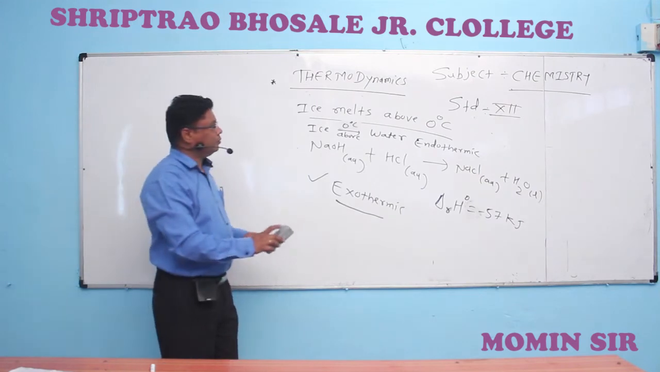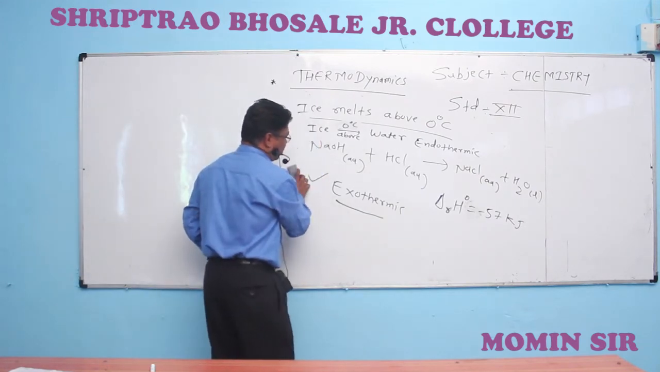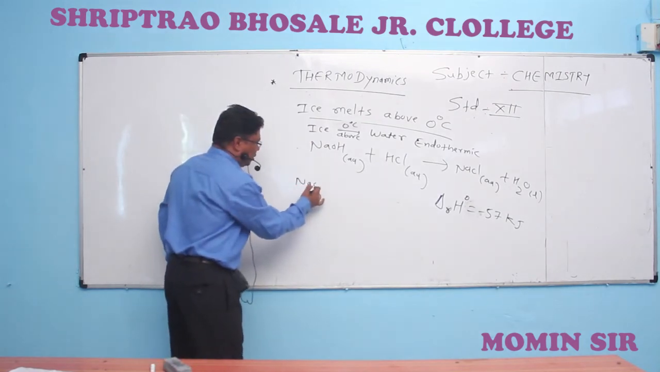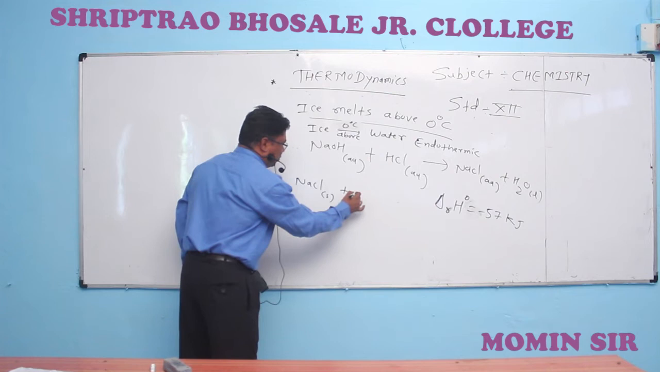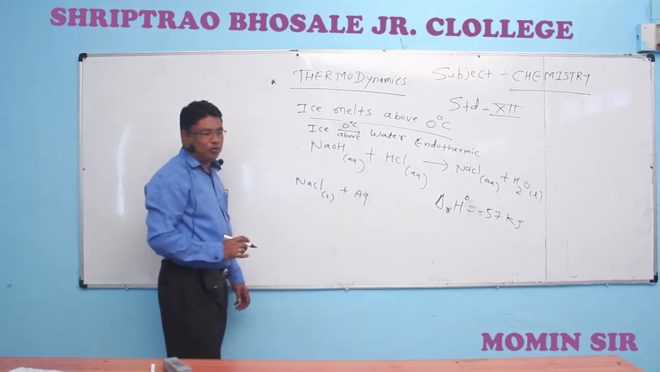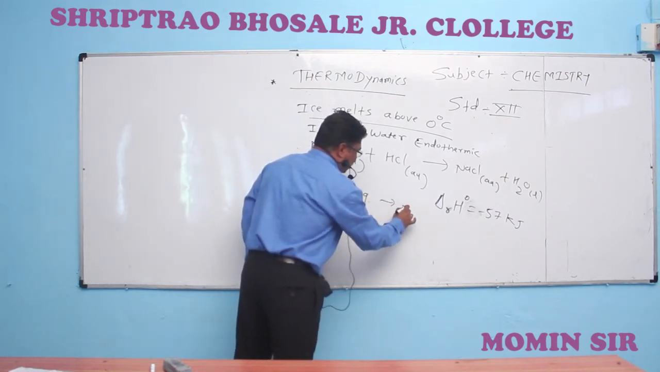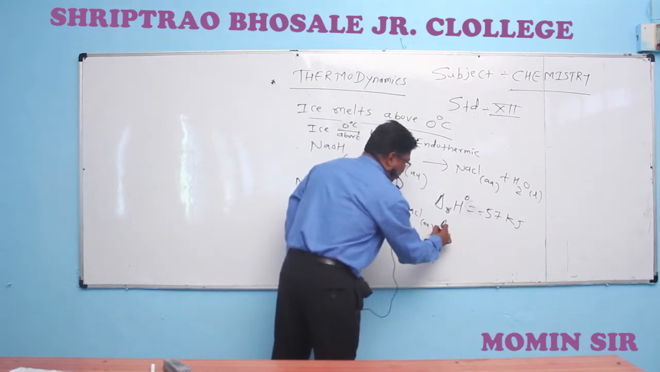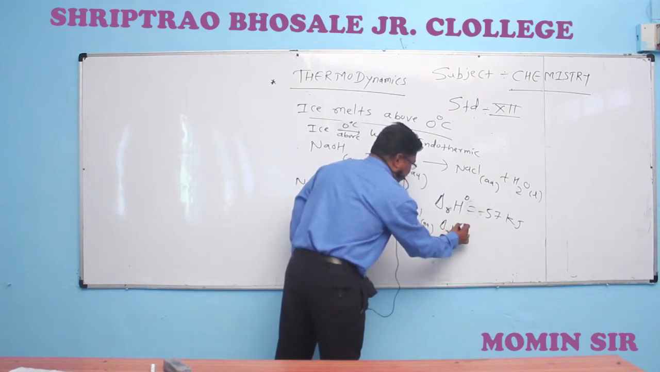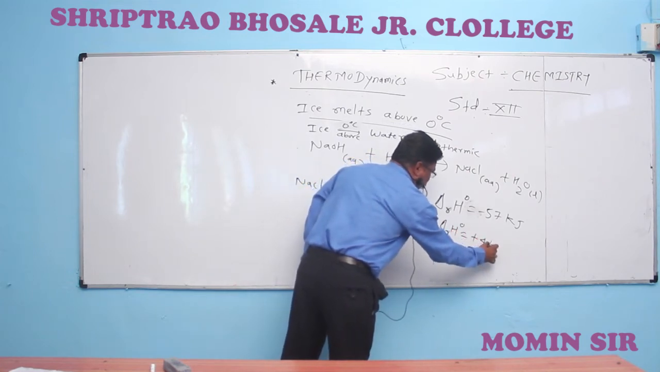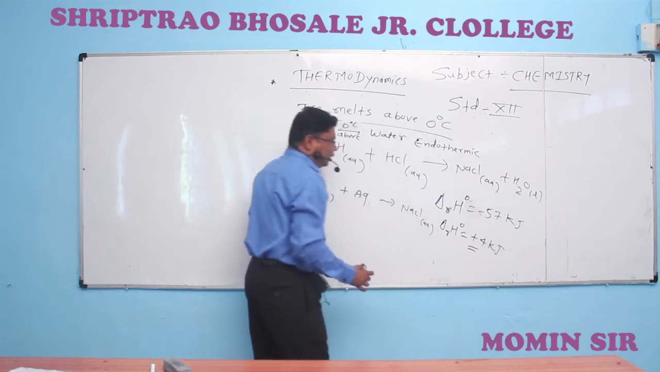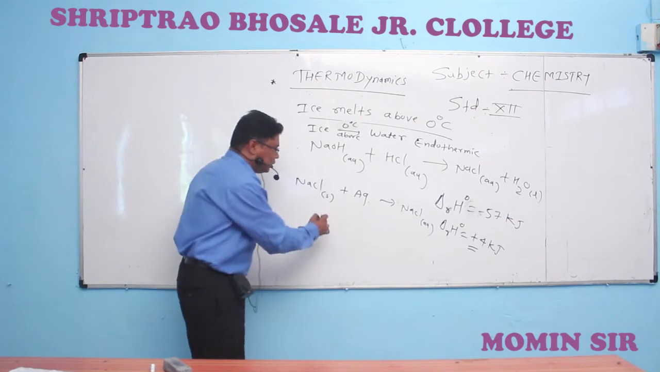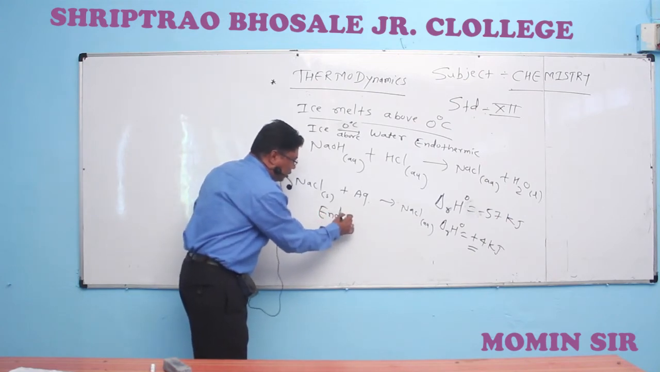Another example: NaCl solid, sodium chloride, physical state solid, plus Aq means dissolved in water, it gives NaCl aqueous. Enthalpy change for this reaction is plus 4 kilojoule. What does this value indicate? This value indicates that the reaction is endothermic.